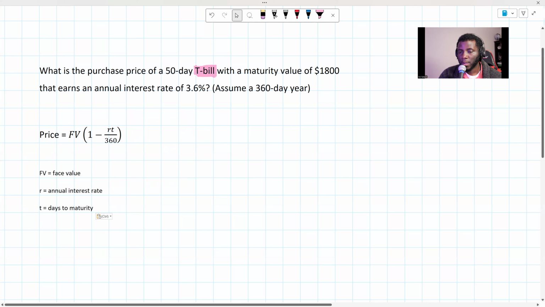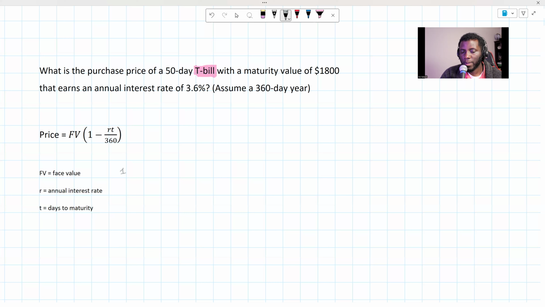So in this question, we know that the face value is $1,800. The annual interest rate is 3.6%, which is equivalent to 0.036, and the days to maturity is 50. So in order to find the purchase price of the T bill, we would multiply 1,800 by 1 minus 0.036 multiplied by 50 and divided by 360.